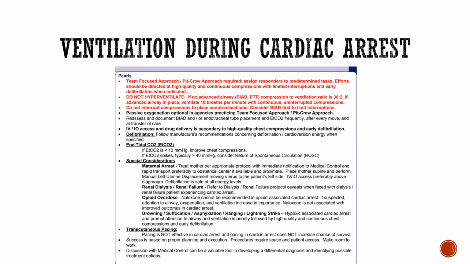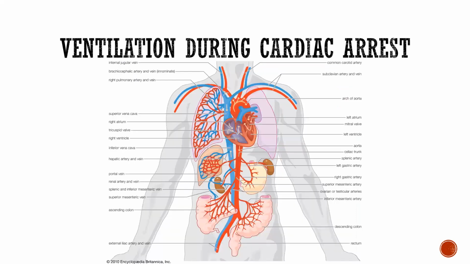So speaking of ventilation, let's talk briefly about ventilation during cardiac arrest. The point I want to cover here is to avoid hyperventilating these patients. The goal should be 1 breath every 6 seconds, which is equivalent to 10 breaths per minute, which is equivalent to 1 breath every 10 to 12 compressions if you're doing 100 to 120 compressions per minute. The reason you don't want to hyperventilate these patients is because the more you hyperventilate them, the more you increase their thoracic pressure.